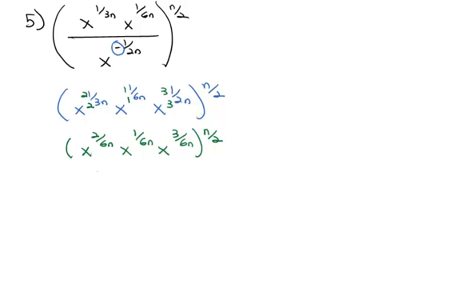Now we can add them together. 2 plus 1 plus 3 is 6. So we have x to the 6 over 6n, and if you divide out the 6's, we get 1 over n. But that is still to the n over 2 power. When we multiply those, the n's will divide out, and we're just left with x to the 1/2 power.